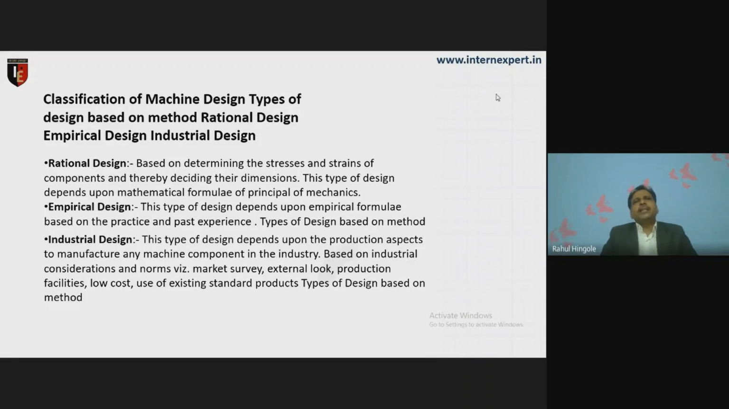Spring mechanism, we may call it the shock absorber in the two-wheeler. How exactly does it absorb the shock? There is a spring mechanism there. So how is the spring designed? What is the damper provided there to reduce the vibrations? So all these are the different aspects of the industrial designs. Using all this information, we have to go for the industrial design.